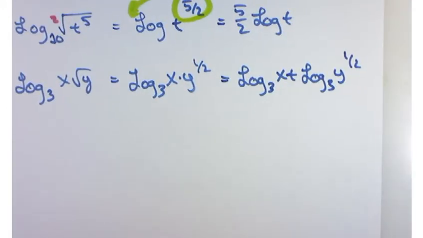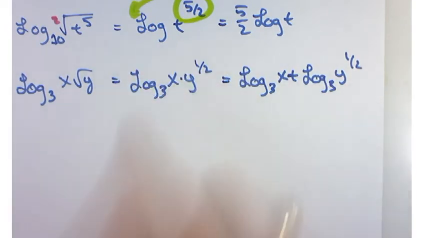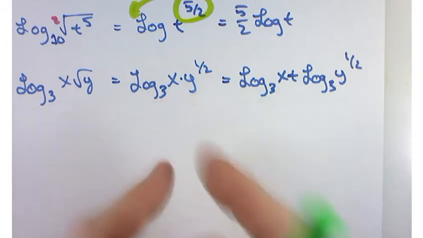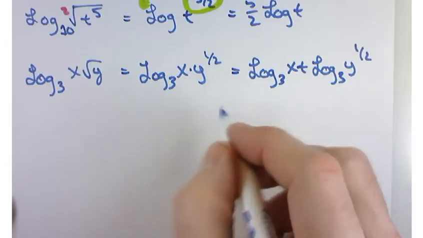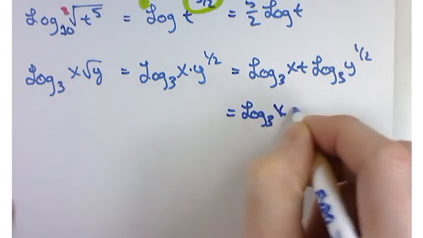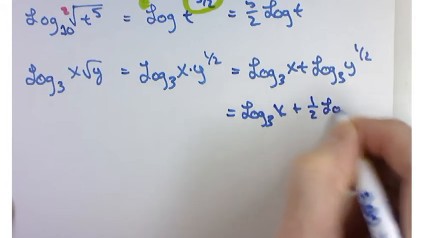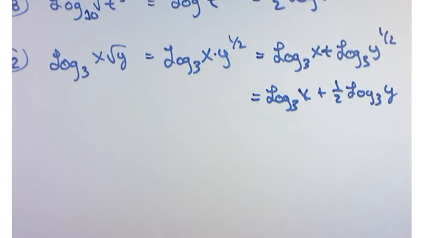Now that 1/2 can come out front. Because before, if I took it out front, that would mean that I'm applying it to the whole thing. But that 1/2 only applies to the y, and that 1/2 should only be in front of the y logarithm. So 1/2 log base 3 of y. Good on that one? Yes.